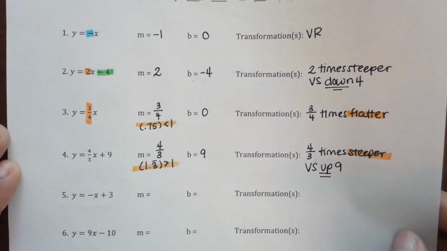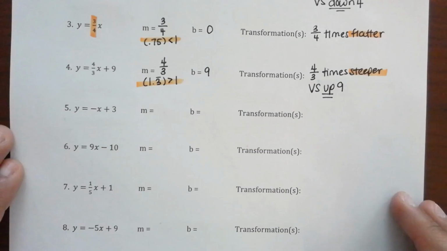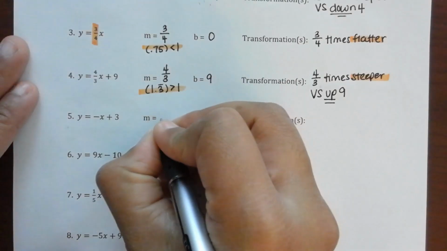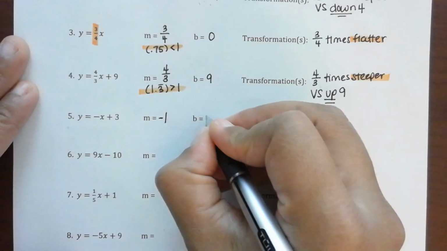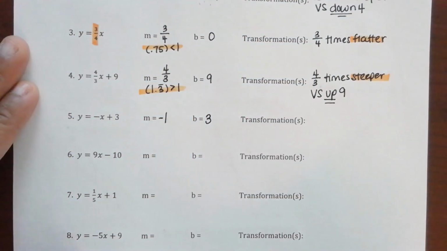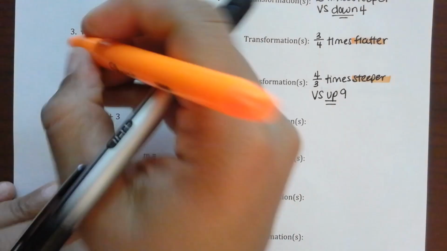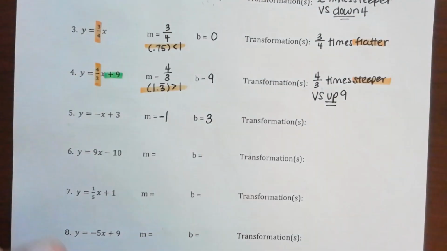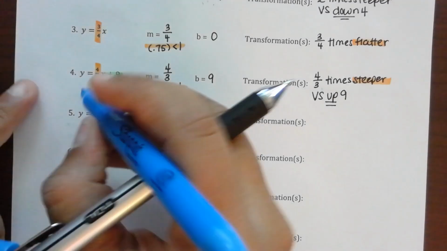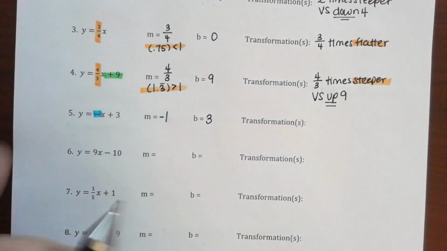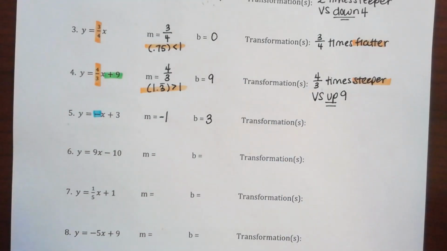From there, number 5. What's my M? -1. What's my B? So from there, and I'm color coding as I go, so if you're wondering what I'm doing, that's what I'm doing. How many transformations do I have? 2. Just 2. What's the first one? That -1, which makes it a?